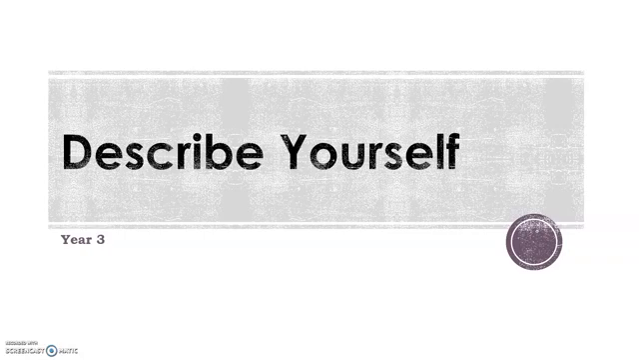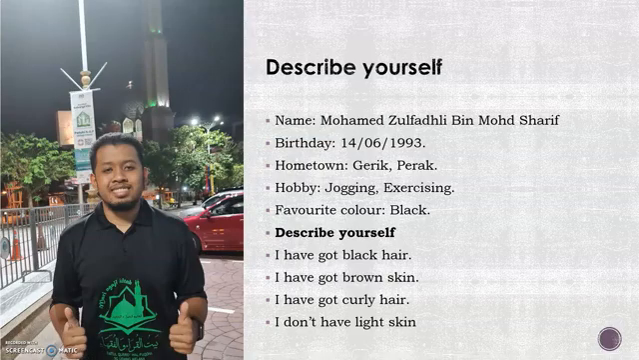So I will try to give an example of myself. As you can see right here, my name is Muhammad Zulfadili bin Muhammad Sharif. My birthday is on the 14th of June 1993. My hometown is Gerik, Perak, and my hobbies are jogging and exercising. And lastly, my favorite color is black.